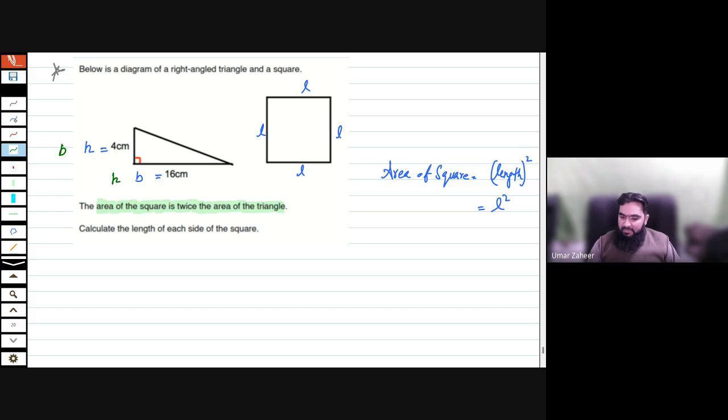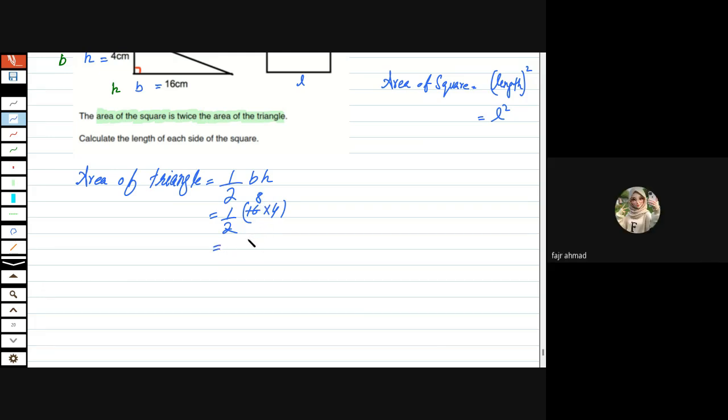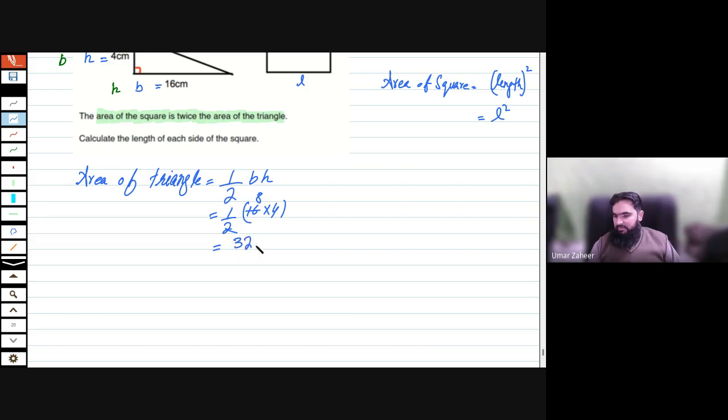Okay, so we have the area of the triangle is equal to 1 by 2 base multiplied by height. 1 by 2, base is 16 and the height is 4. Yes, the final answer is 32. 8 times 4 is 32 centimeter square.